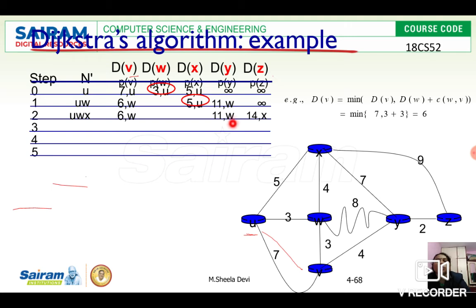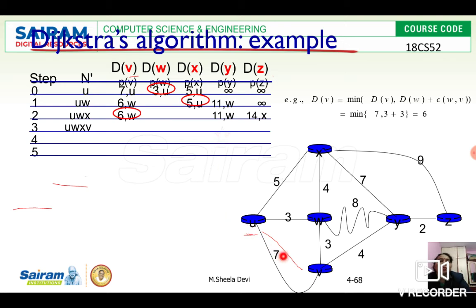So I am going to add node Y in N dash. See, I am going to add node, sorry, V, 6 is minimum. So I am adding node V in N dash. Next, from U, only left out nodes are now Y and Z. So from U to Y through V, any path exists? Yes, we have. That is 7 plus 4, 11. Already 11 is there, so no need to update.